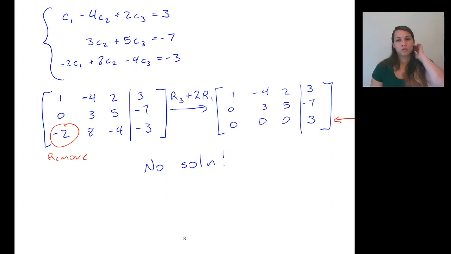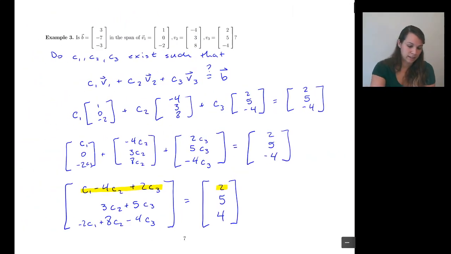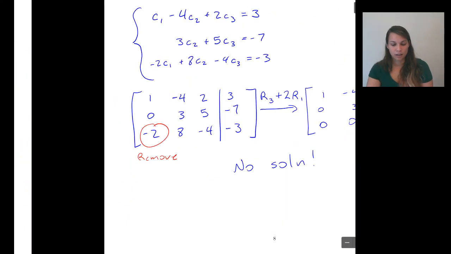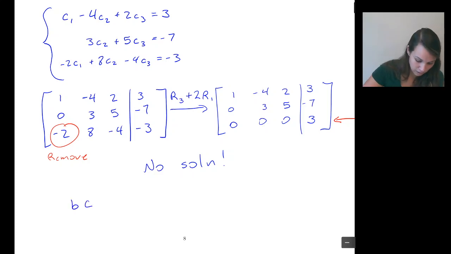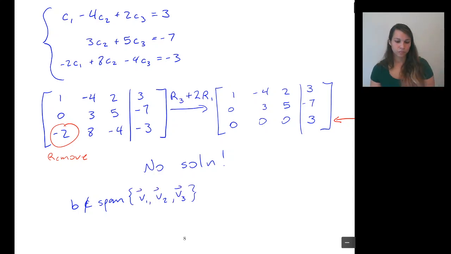Okay, so what does that mean for our problem then? We asked, is B in the span of these V vectors? No, no such C's exist, therefore B is not in the span of V1, V2, V3. Okay.